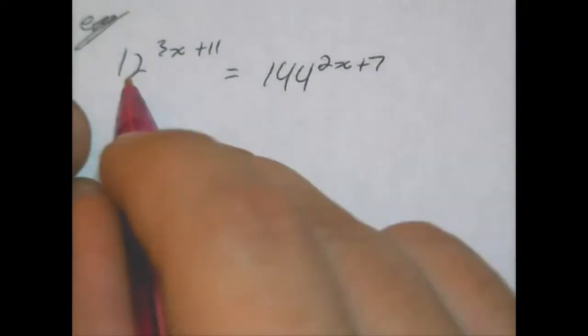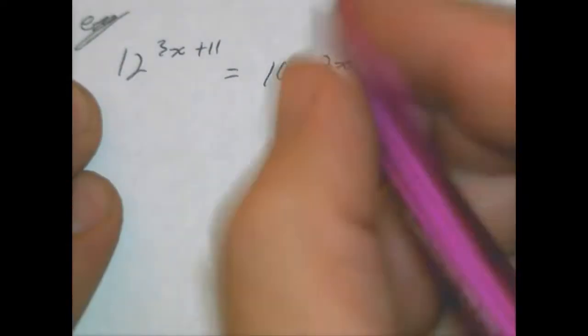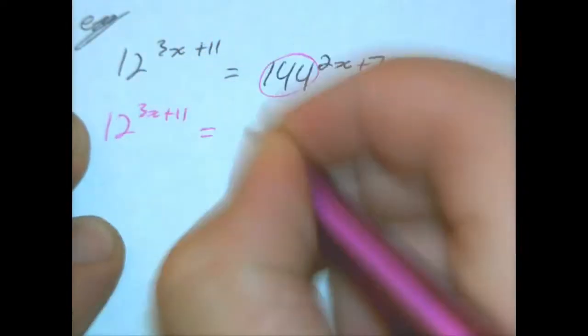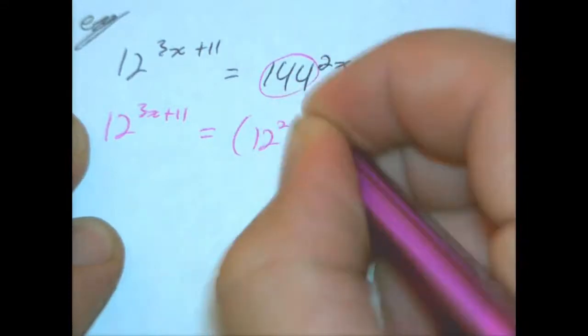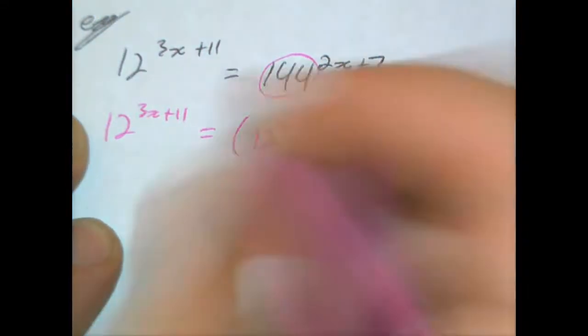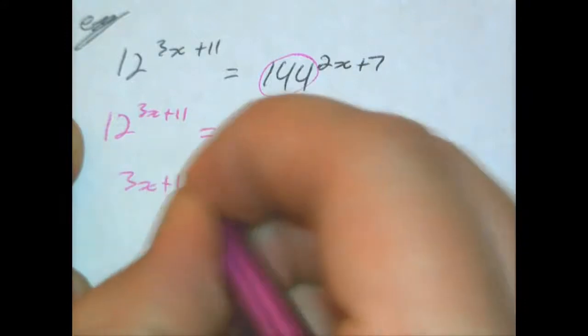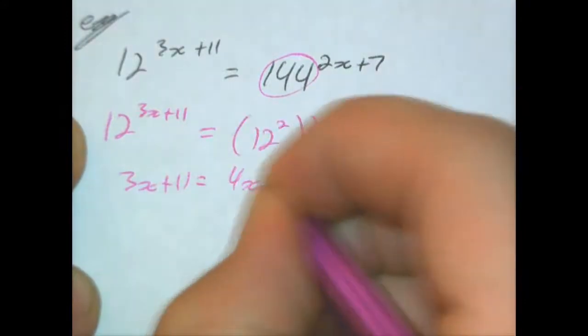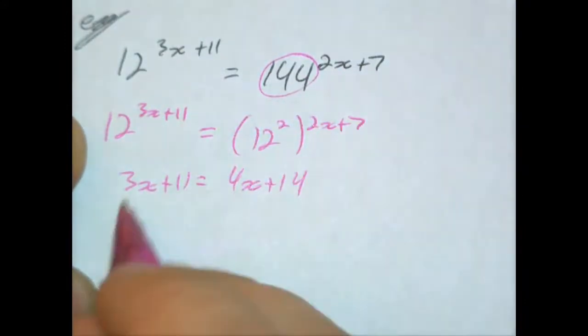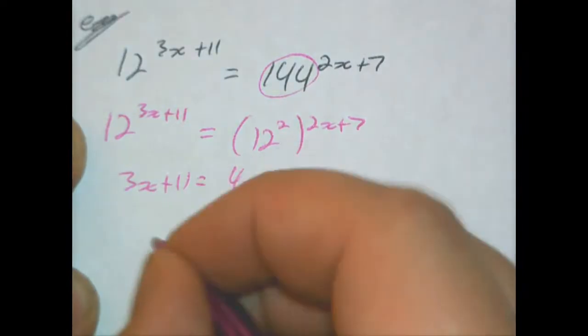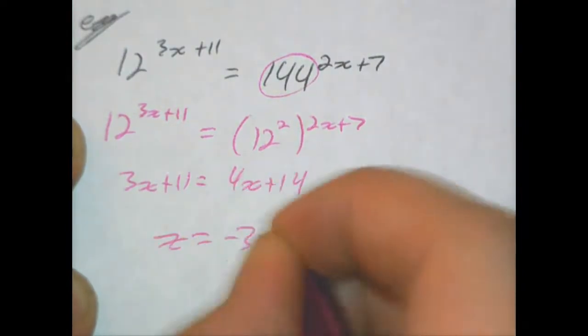Okay, with this one, same sort of deal. I notice that I have a base of 12 over here. 144 I know is 12 squared, so I can rewrite that one. I'll leave this side the same. 3x plus 11 equals 12 squared, 2x plus 7, so 3x plus 11 equals, distributing, 4x plus 14. Well, if I move over the 3x and I move over the 14, I have x equals negative 3.